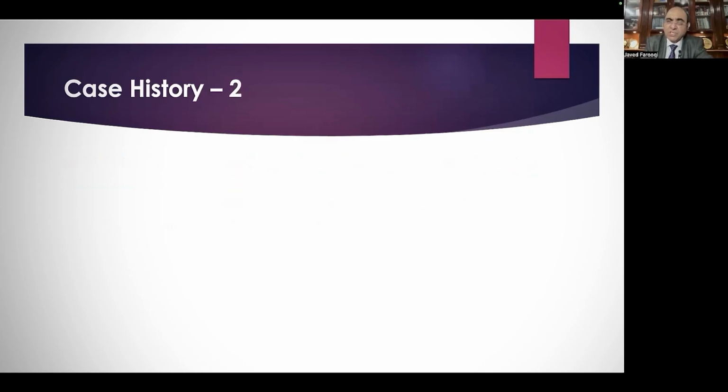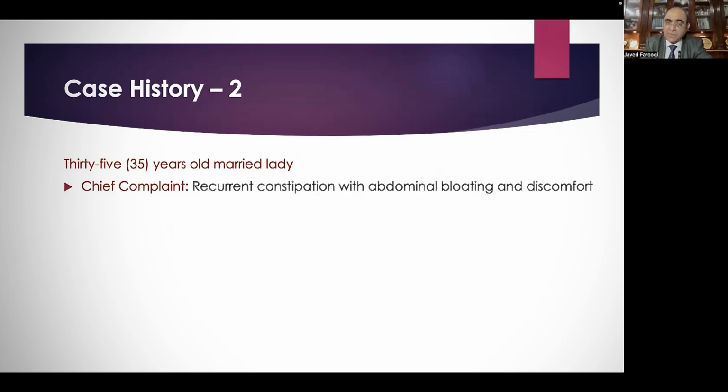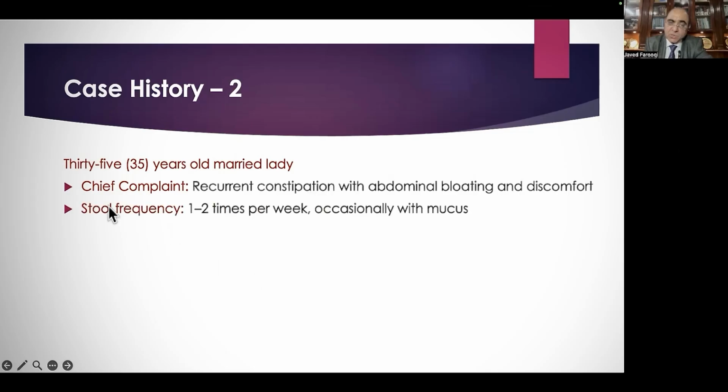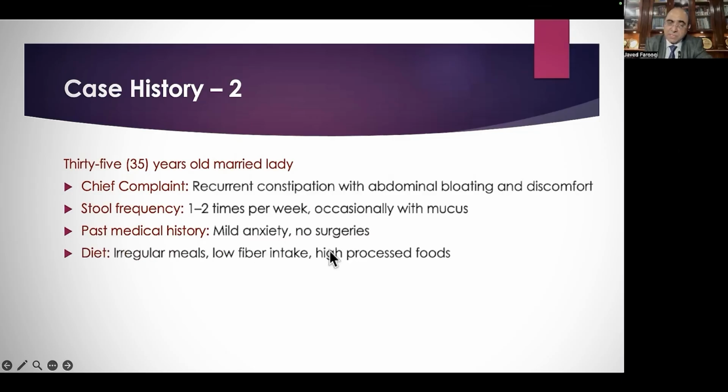Now, coming to case history number 2. A 35 years old married lady. Chief complaints, recurrent constipation with abdominal bloating and discomfort. Stool frequency 1 to 2 times per week, occasionally with mucus. Past medical history, mild anxiety, no surgeries. Diet, irregular meals, low fiber intake, and high processed foods.